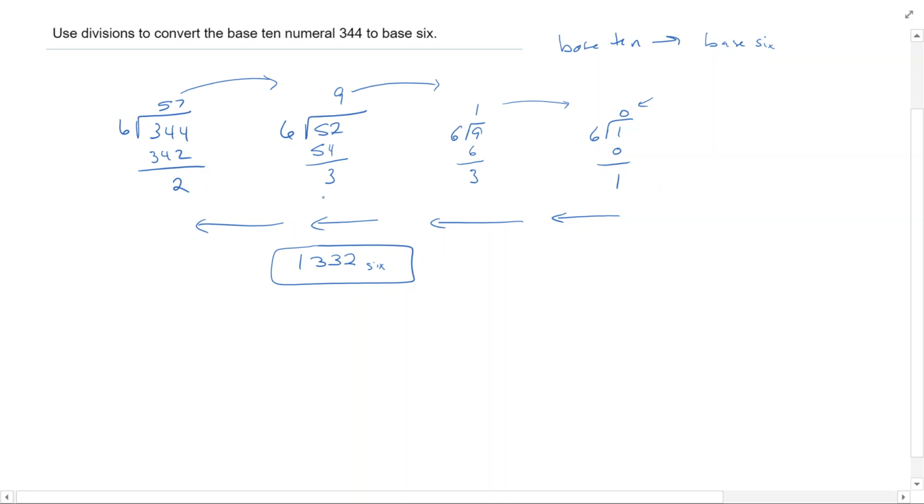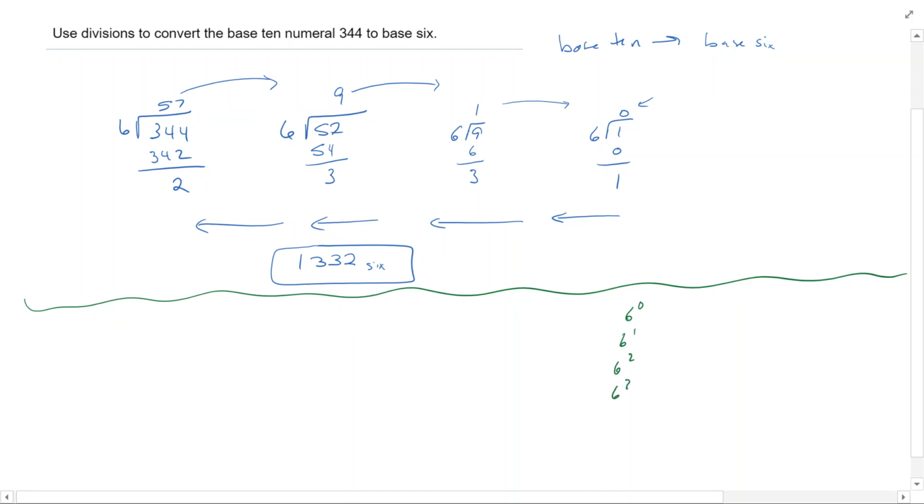Okay, so let me go ahead and show you a slightly different way of doing it. In this method, you have to look at the powers of 6. It's kind of like rewriting it in expanded form. So I need to look at 6 to the 0, 6 to the 1, 6 squared, 6 to the third. I don't know how high I have to go. I'm going to look at the 344 and see how many times it'll go into 344. So 6 to the 0, I get 1. 6 to the first is 6. 6 squared is 36, so that'll go into there.